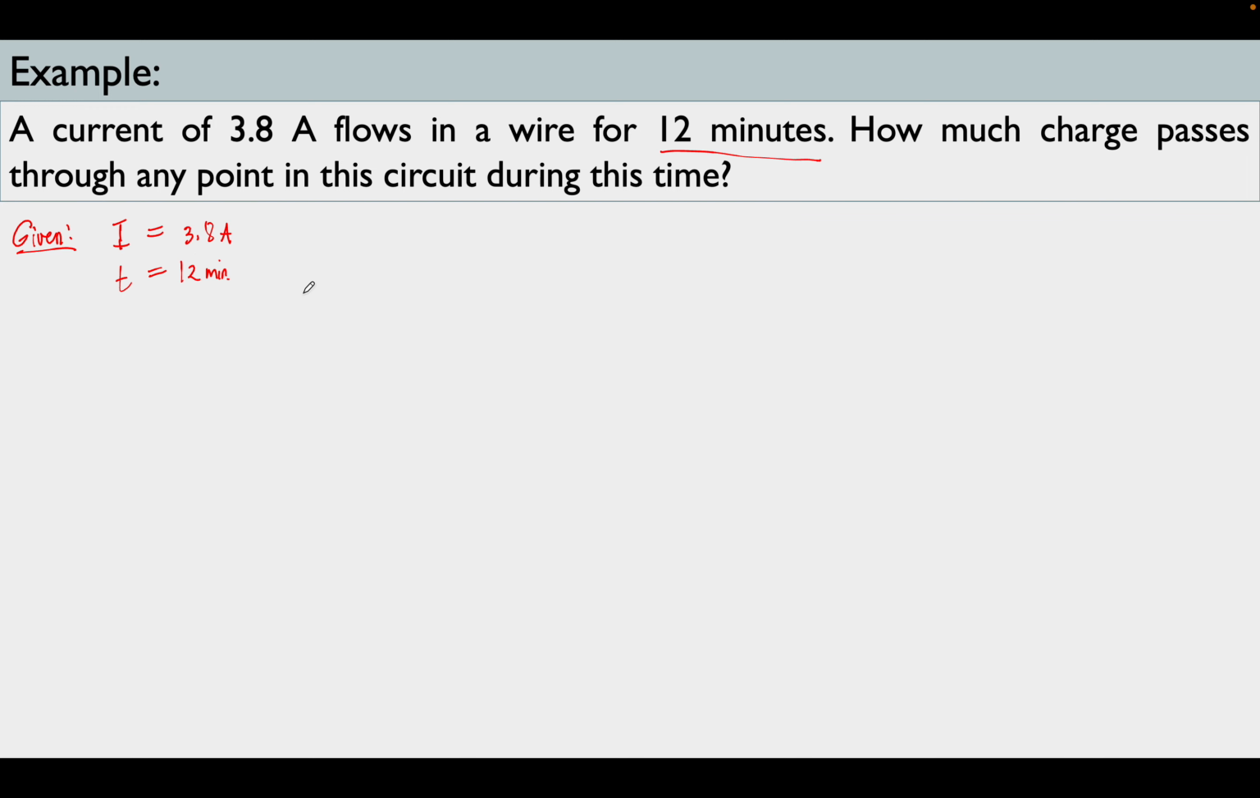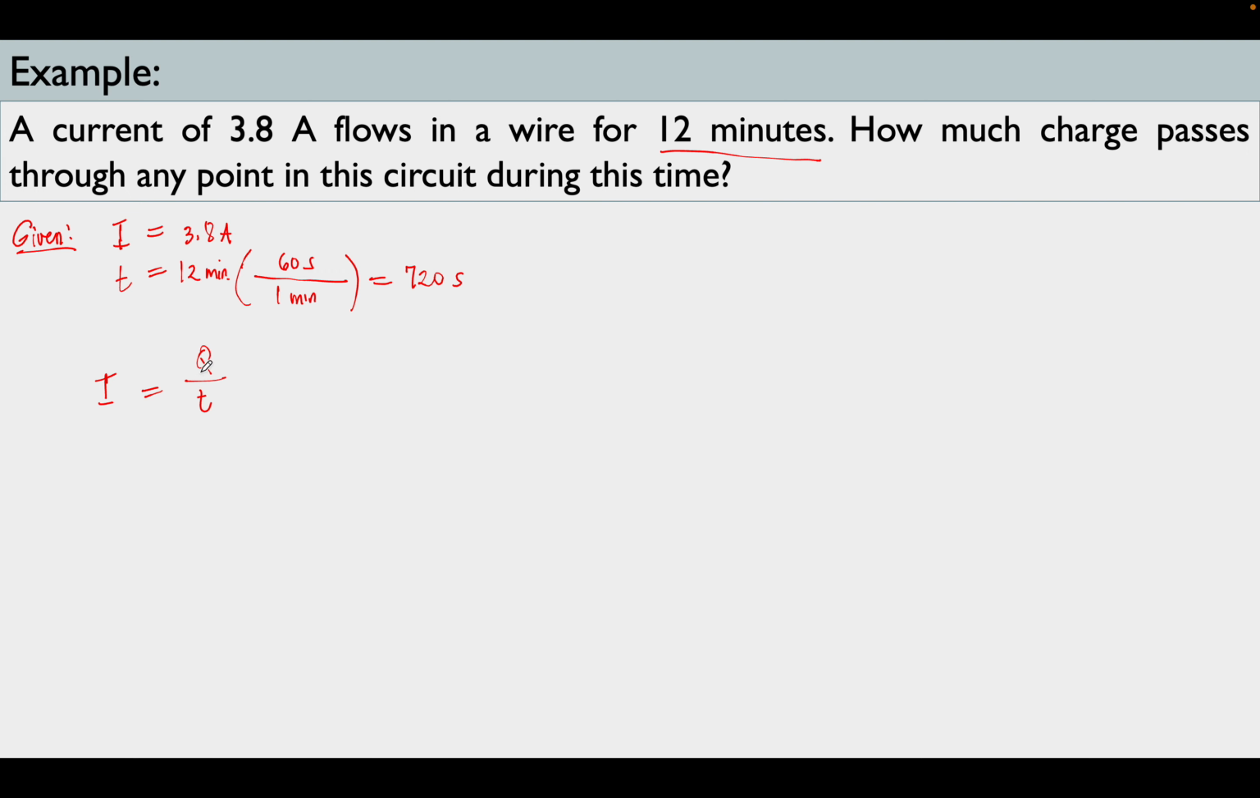Okay, so now take note that our time is in terms of minutes. So we first need to convert from minutes to seconds. So 1 minute is equivalent to 60 seconds. So 12 times 60 is 720 seconds. Okay, so from the equation of the current, current is equal to the charge per unit time.